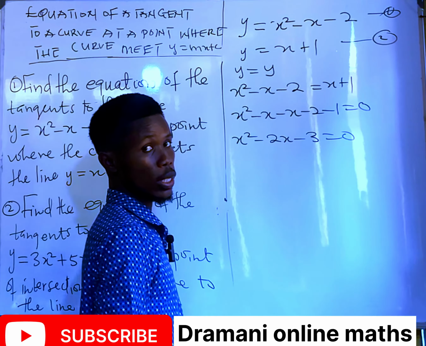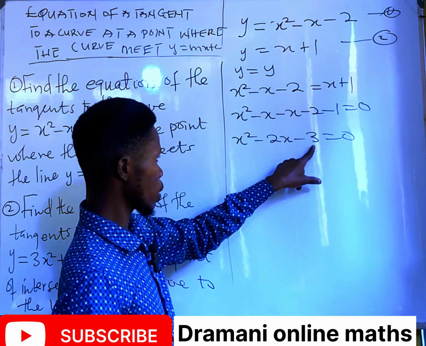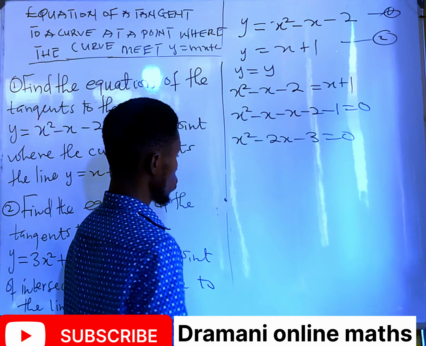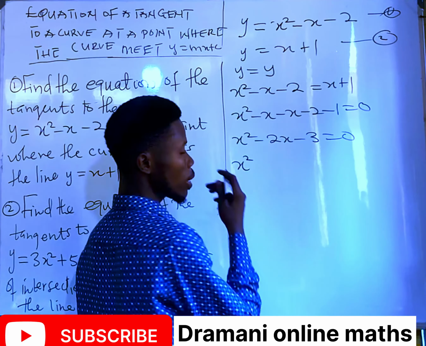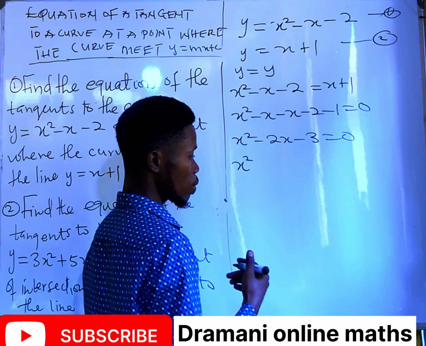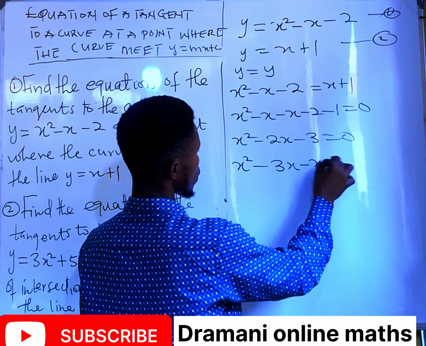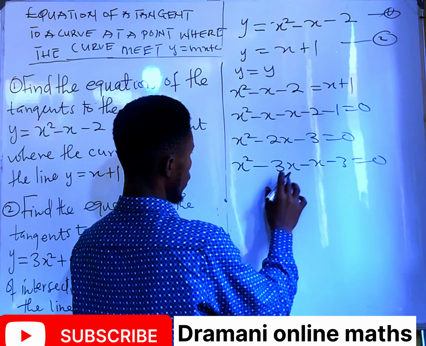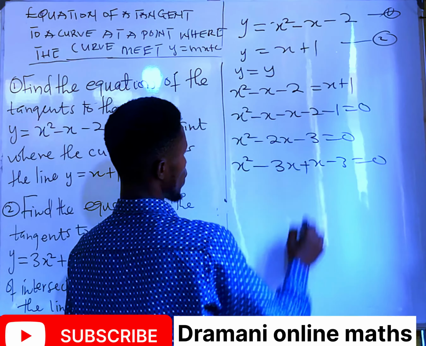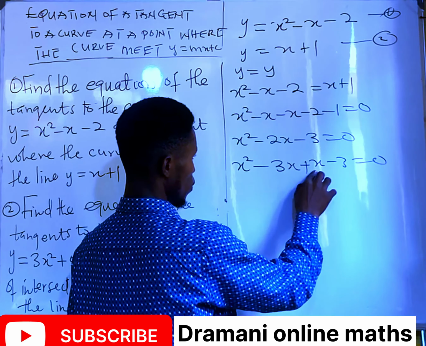So this is a quadratic equation. We want two numbers such that when you multiply them, you get negative 3, and when you add them, you get negative 2. These are the two numbers: negative 3 and what? 1, right? Negative 3 times 1 will give you negative 3. Negative 3 plus 1 will be negative 2. So negative 3x plus x, negative 3 equals 0. This is what you are going to have. It should be negative 3 and positive 1.